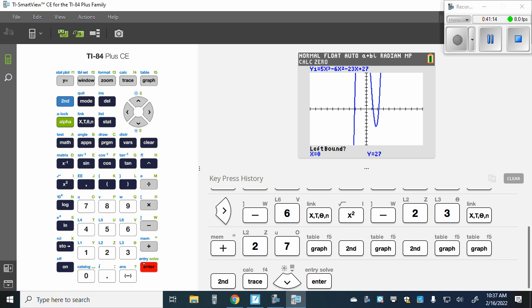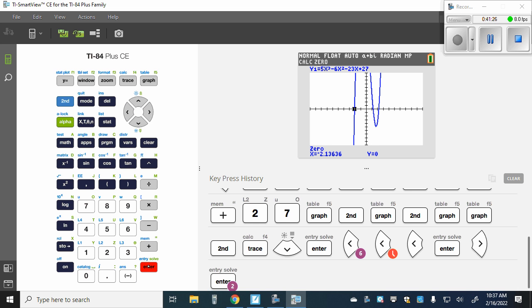Second, calculate zero. I'm trying to remember what these are off the top of my head, and I don't remember. Okay, that's far enough. 2.136363. Okay. It doesn't look like this has nice solutions at all.